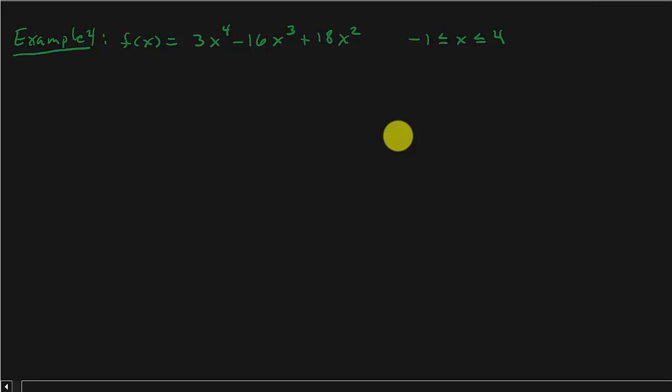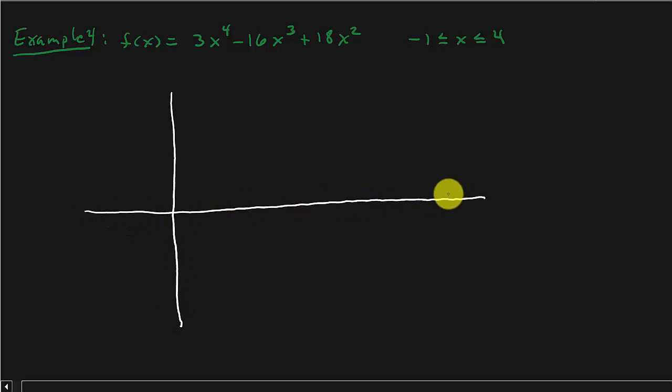This is f of x equals 3x to the fourth minus 16x cubed plus 18x squared. But look at this. They only want us to look at this graph from -1 to 4. So they're restricting the domain that they want us to look at it on. All right, so let's graph this thing. All right, so we got -1 and let's see, 1, 2, 3, 4.